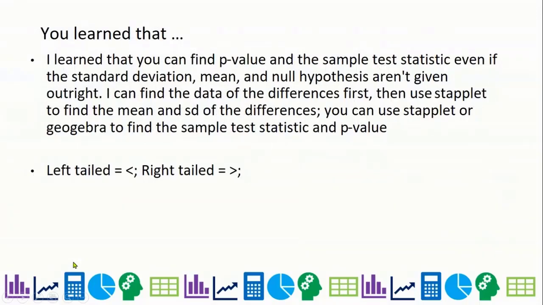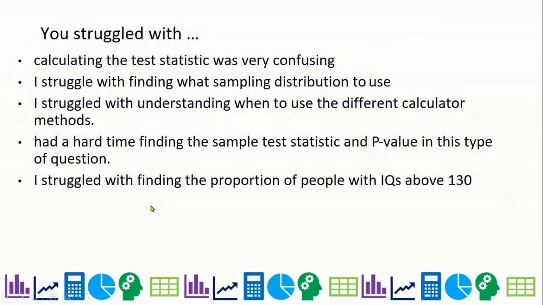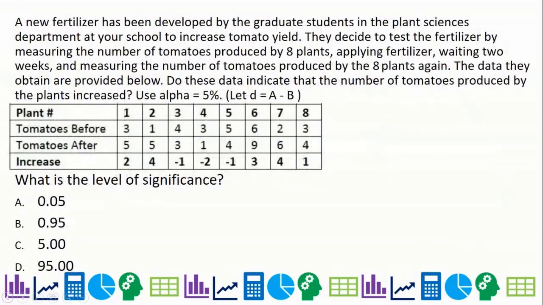So we're learning about p-value and the sample test statistic. We had left-tailed, right-tailed, all that sort of stuff. And sometimes calculating the test statistic can be very confusing. You've got to pay attention. Probably the thing you ignore the most is the alternate hypothesis, because it's the alternate hypothesis that tells you which way you're going to go, right?